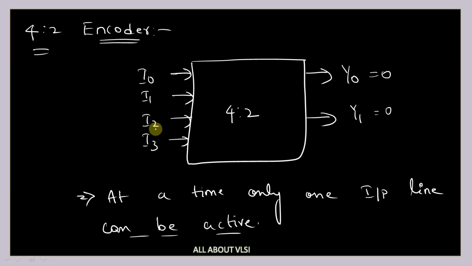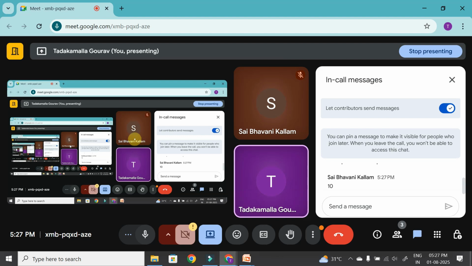And if you are pressing I2, you know it is the decimal number 2, so what is the output you are going to get? What is the binary equivalent of 2? 2 is nothing but 1 0. And if you are pressing 3, what is the equivalent of 3? 3 is nothing but 1 1. So depending upon the input line you are selecting, you are going to get the binary equivalent at the output. Is this clear? Exactly.